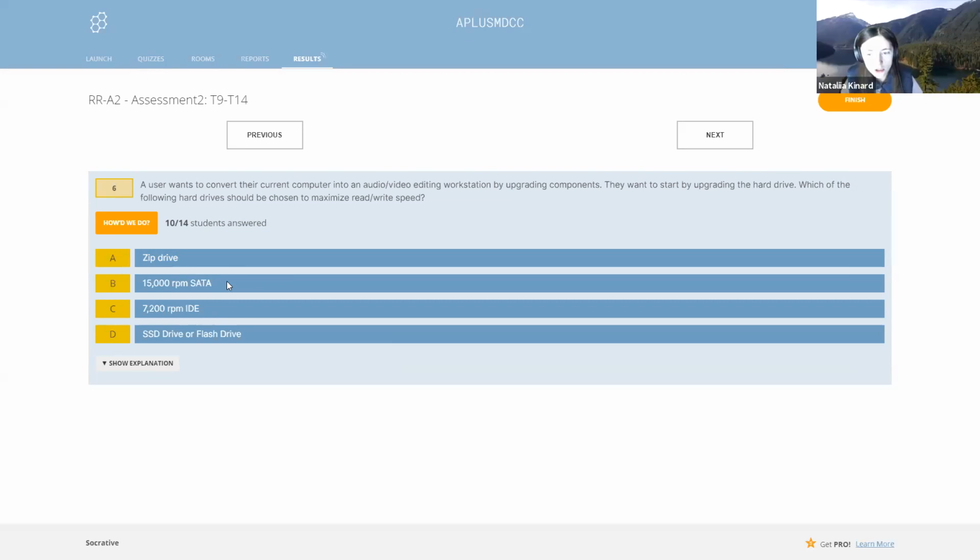The correct answer on the real test was USB flash instead of the SSD drive. Flash drive, I was just going to say that. Thanks, Natalia. The correct answer was USB flash. Yes, on the test it was USB flash, not SSD. And I don't understand why that's the correct answer.